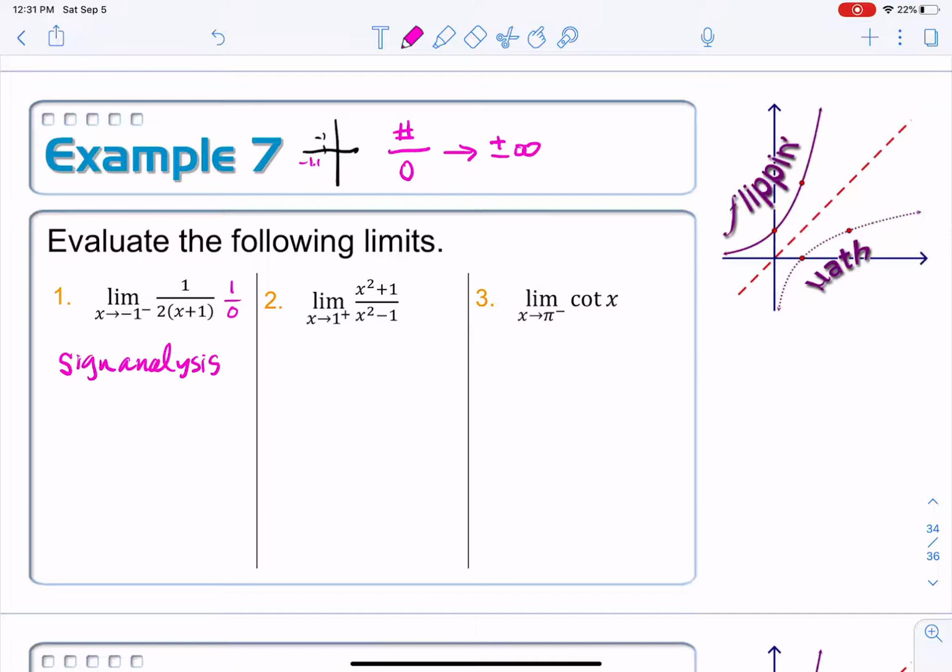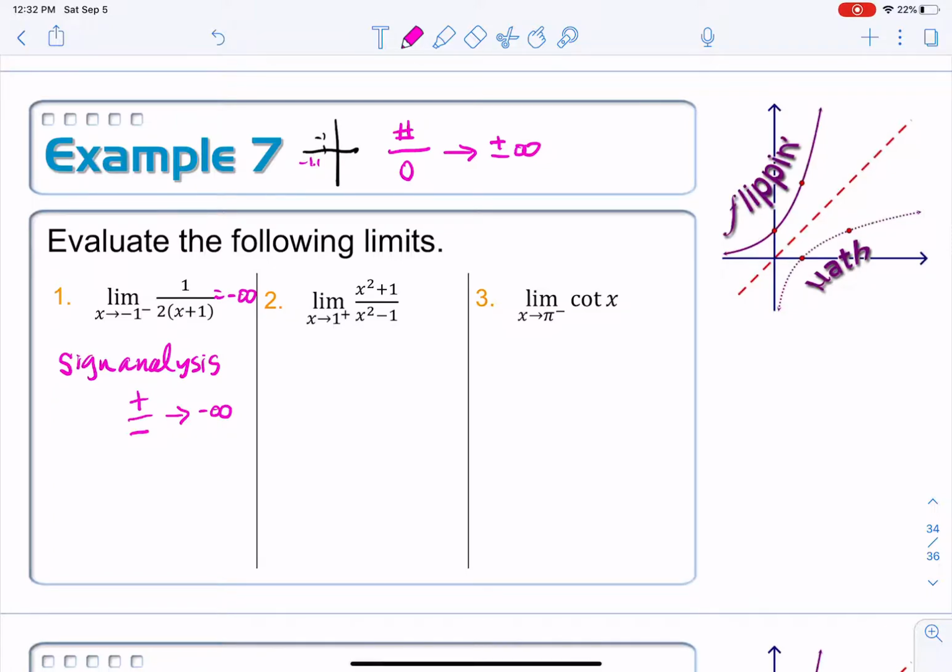For our sign analysis, the one on the top is positive, and it will always remain positive. So we have a plus up top. On the bottom, however, if I think of this pretend value that's close to negative 1 but just a little bit smaller on the left-hand side, negative 1.1 plus 1 is going to leave a negative number down here. It's really small, but it's negative, times positive 2. That whole thing in the bottom is negative. So positive divided by negative, this whole thing is going to be a negative number, and we will say that it is approaching negative infinity. That's what I would write for the value of this limit: negative infinity.